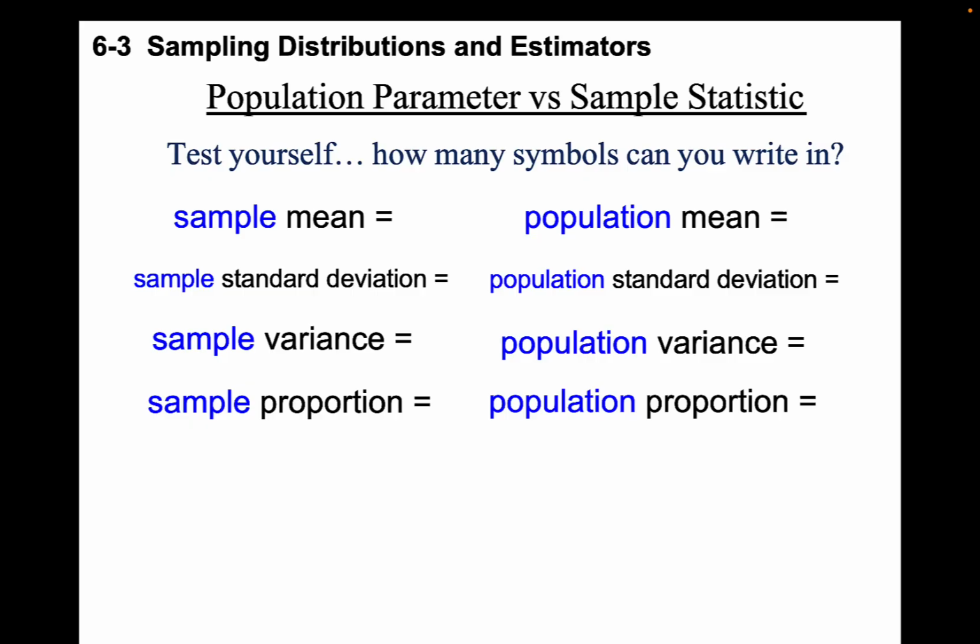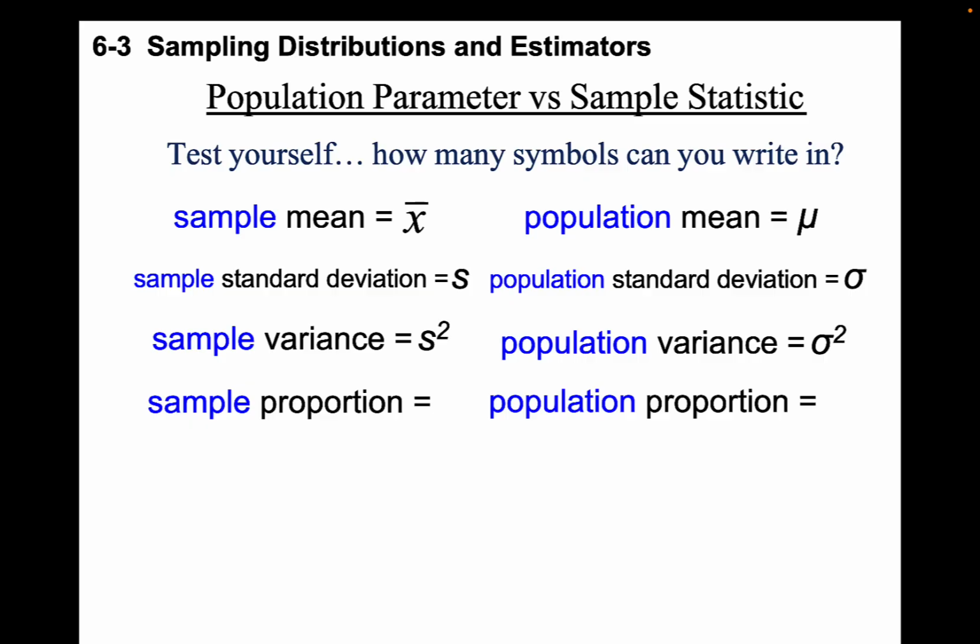Welcome back. Let's see how you did. If you put x bar for sample mean and mu for population mean, you got them right. If you put lowercase s for sample standard deviation and lowercase sigma for the population standard deviation, nice job. Sample variance would then just be that squared, and population variance would be that squared. And the last two, if you didn't get them, that's okay. We haven't talked about these.